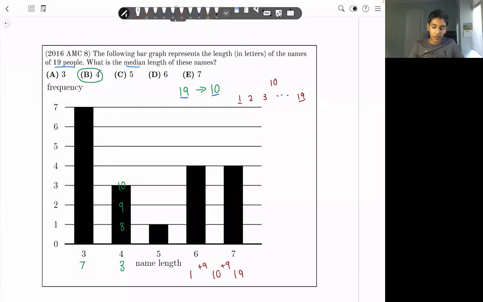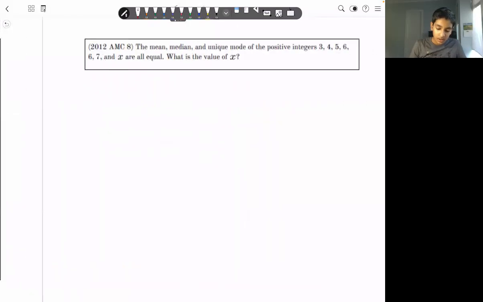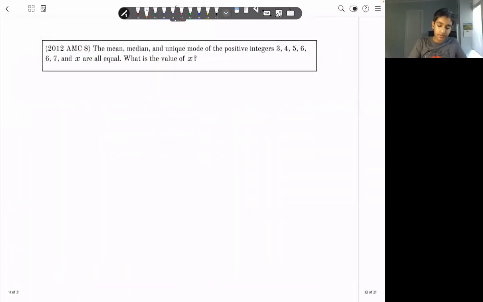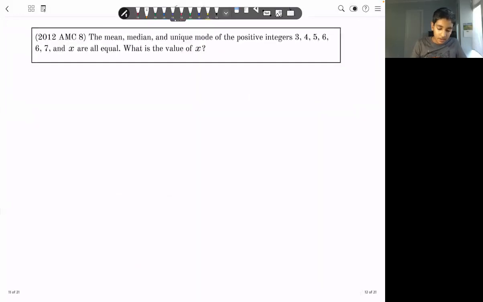No questions? Now we're going to move on. So here's another problem, this is a little bit more tricky. The mean, median, and unique mode.